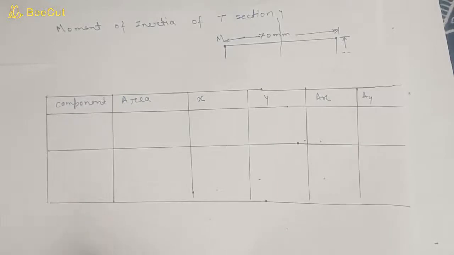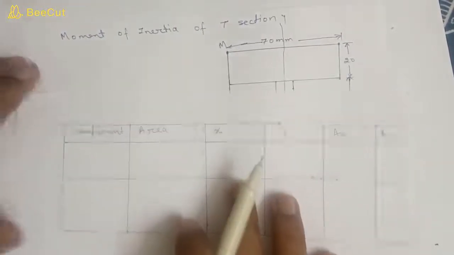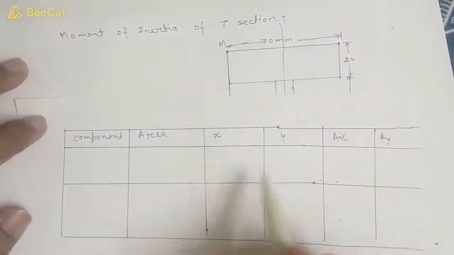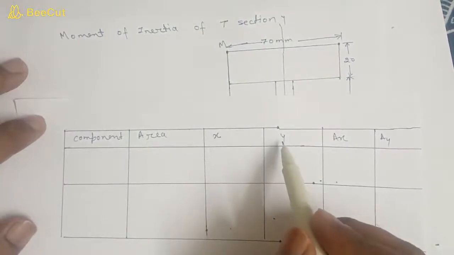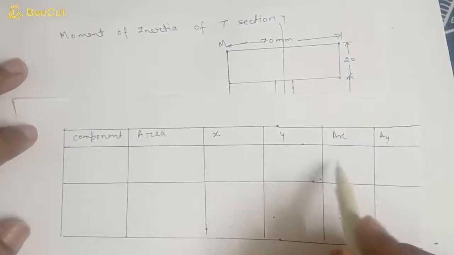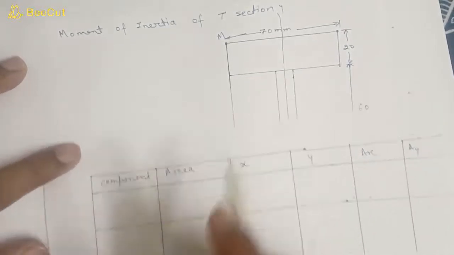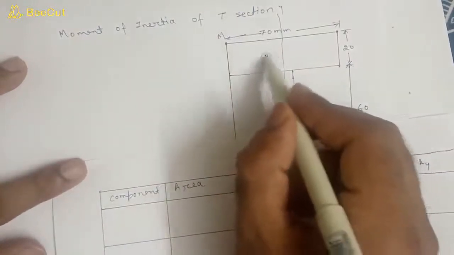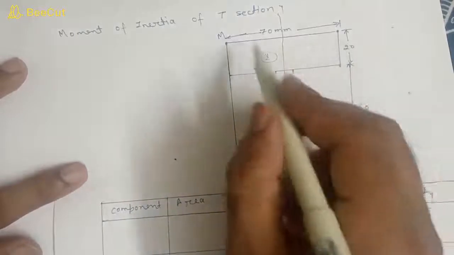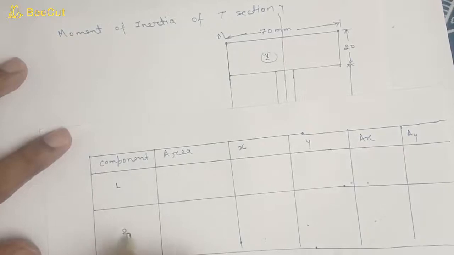So I have drawn a table in which component, area, x coordinate of the centroid of the individual component, and y coordinate of the centroid of the individual component are written, and then we have multiplied these coordinates with the area. So we have two components here. Suppose this is 1 and this is 2. These two shapes are rectangular, so component 1 and component 2.